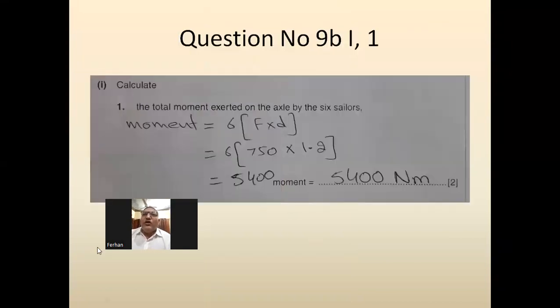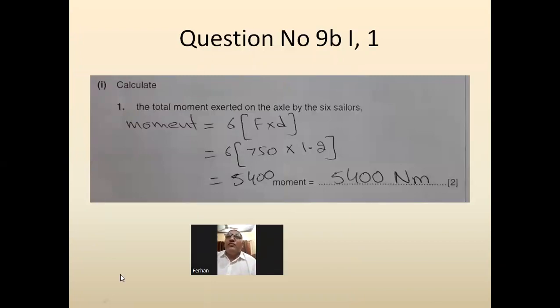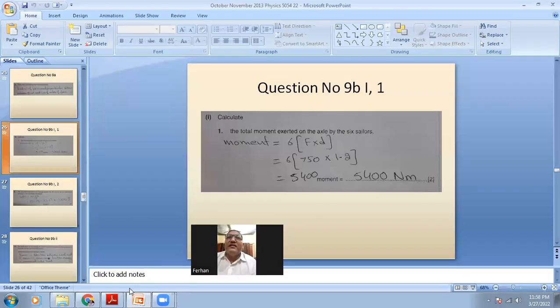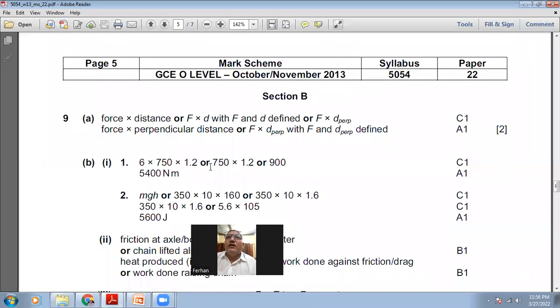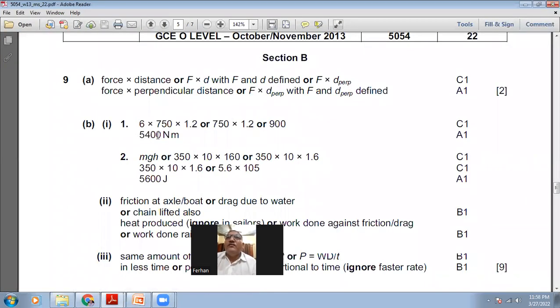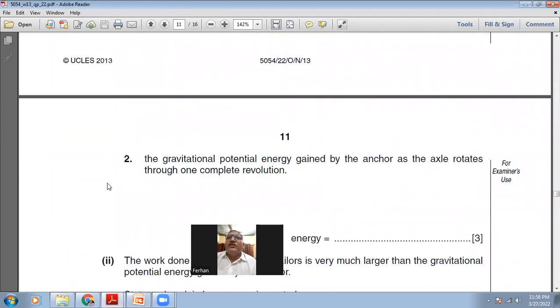Okay, so the total moment produced by them will be equal to 6 multiplied by the moment produced by one sailor, and that is F into d. So 6 bracket 750 multiply 1.2. So it will be 5400 Newton meter. 5400 Newton meter. Hopefully you understand. So we can check the answer of this. Okay, so 5400 is the right answer. Okay, so let's go to the second part.